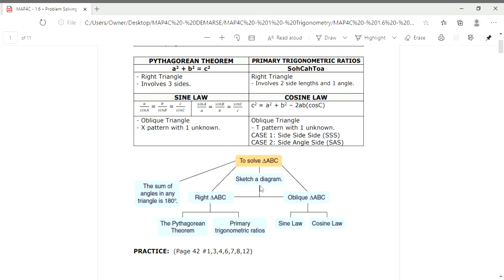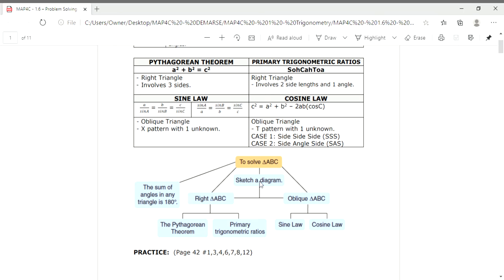If a diagram isn't there, a good idea is always to start by sketching a diagram. If your triangle is a right triangle, then you can use the Pythagorean theorem or SOHCAHTOA, the primary trig ratios. If your triangle is not a right triangle, if it's an oblique triangle, then you must use sine law or cosine law. You cannot use Pythagorean or primary trig ratios.